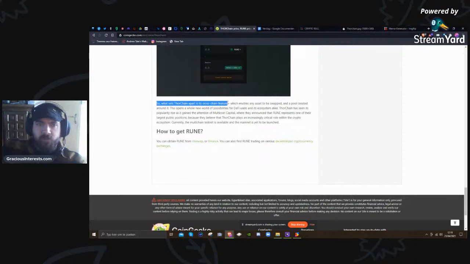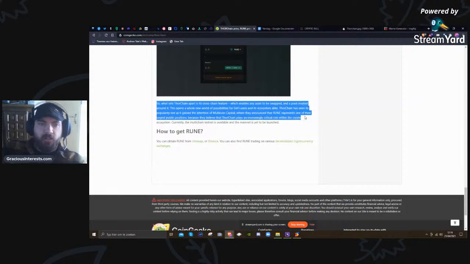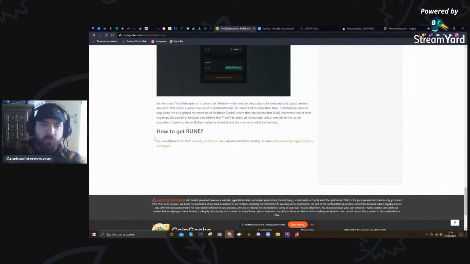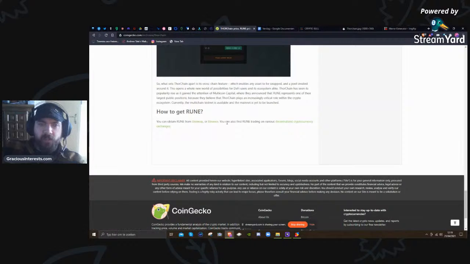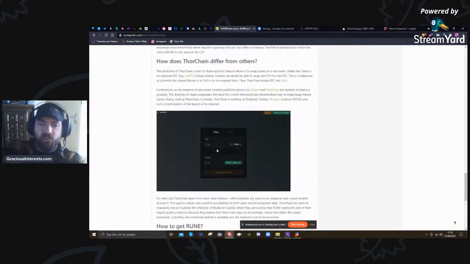So what sets it apart is the cross-chain feature, which enables any asset to be swapped and a pool created around it. This opens a whole new world of possibilities for DeFi use and its ecosystem alike. How to get RUNE from Uniswap or Binance. You can also find RUNE trading on various decentralized cryptocurrency exchanges.